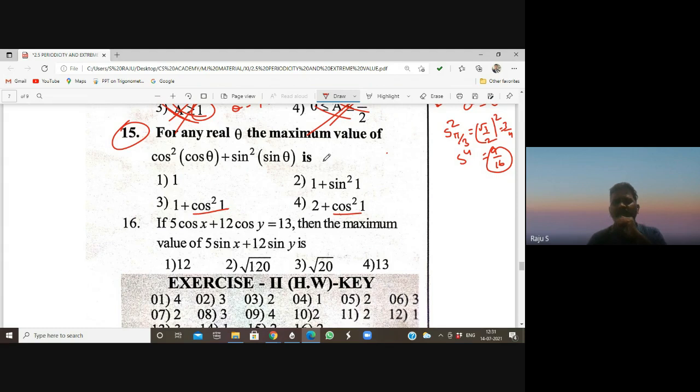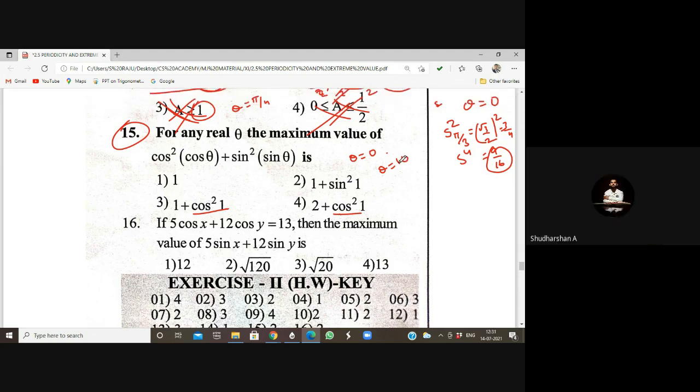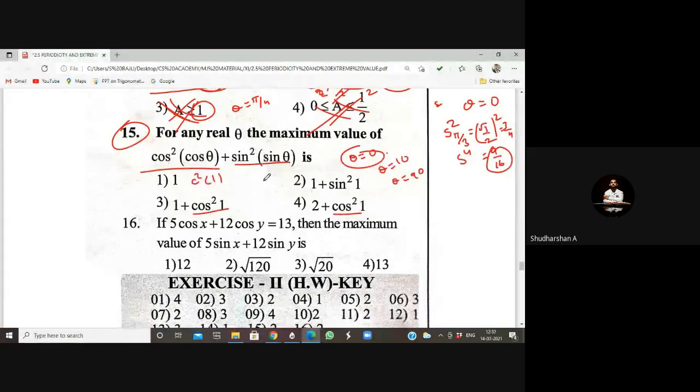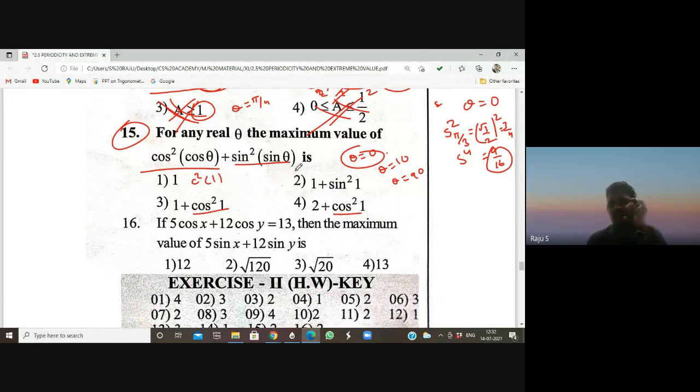Take any theta value. Theta is equal to 0, theta is equal to 90. For theta is equal to 0, we get cos square 1. Theta is equal to 0, cos square 1. Theta is equal to 90, sine square 1. Yes or no? But when I take theta is equal to 0, what is the answer? Just cos square 1. Am I right? What about the second value, students? It becomes 0.